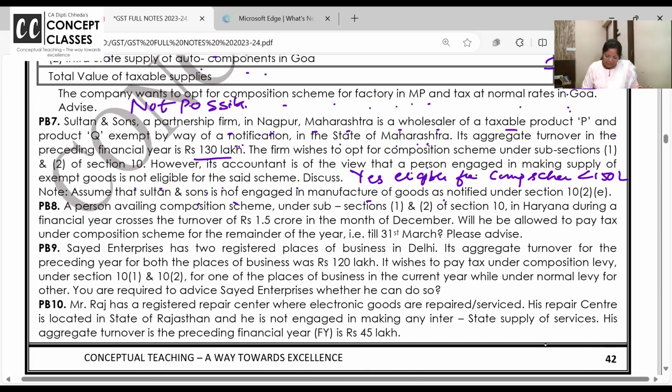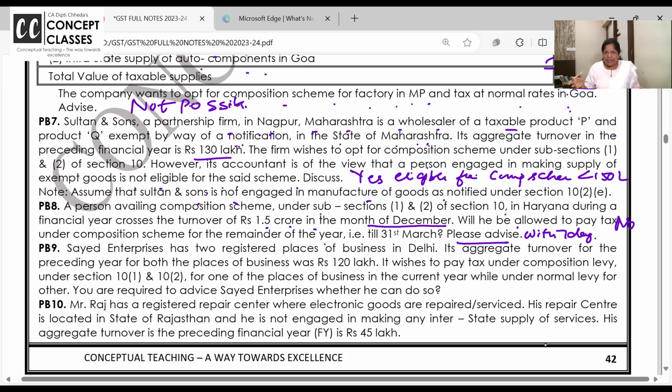Next, a person availing composition scheme under 10-1-10-2 Haryana crosses the turnover of 150 lakhs in the month of December. The day you opt out of composition, within 7 days you have to fill up that CMP 04 form. Will he be allowed to pay under composition for the remaining of the year? Answer is no. And then you have to write the procedure here. Within 7 days from 31st of December, he has to fill up the form CMP 04 and intimate that he has opted out of composition.